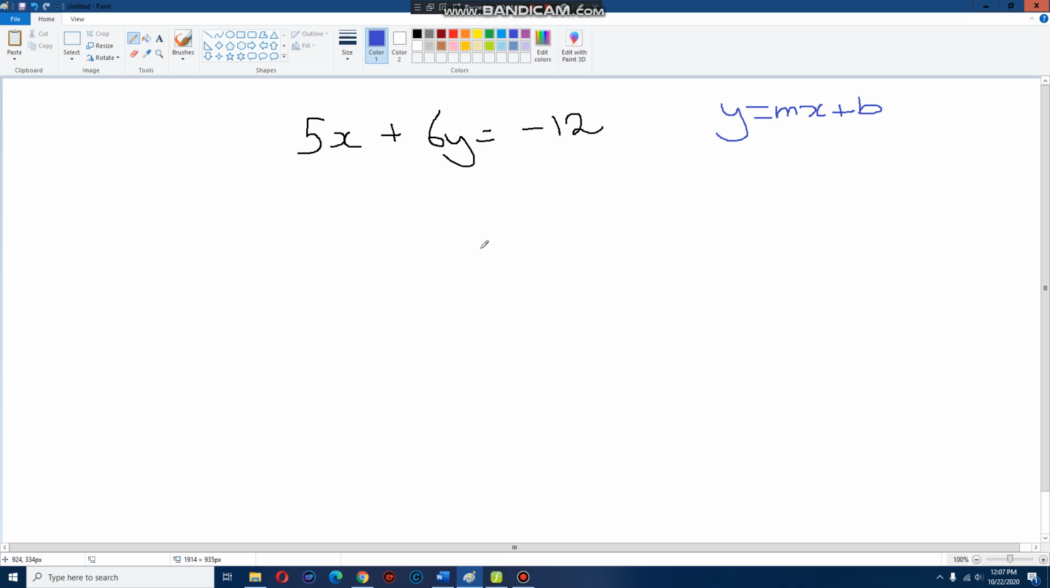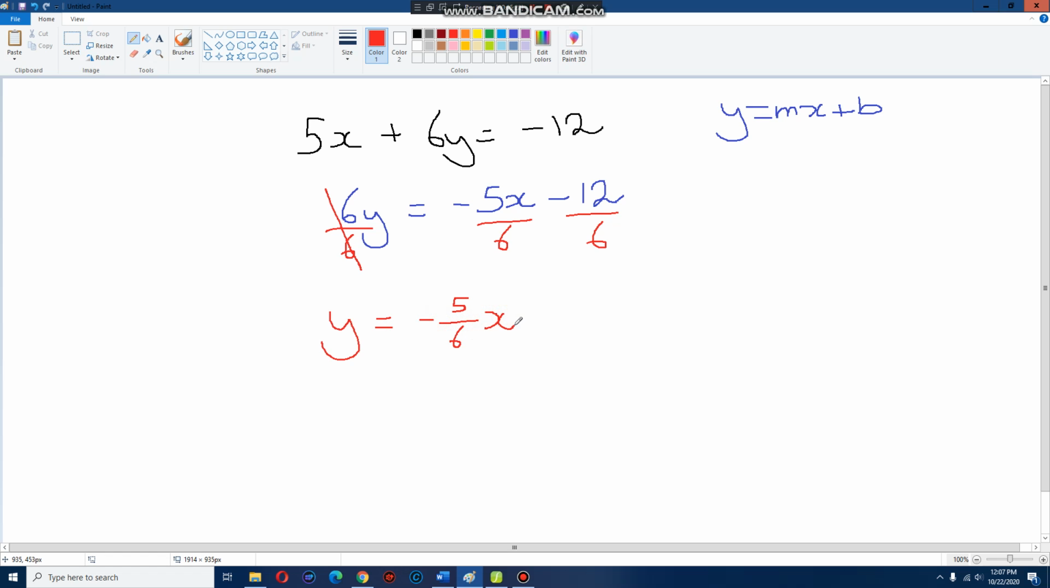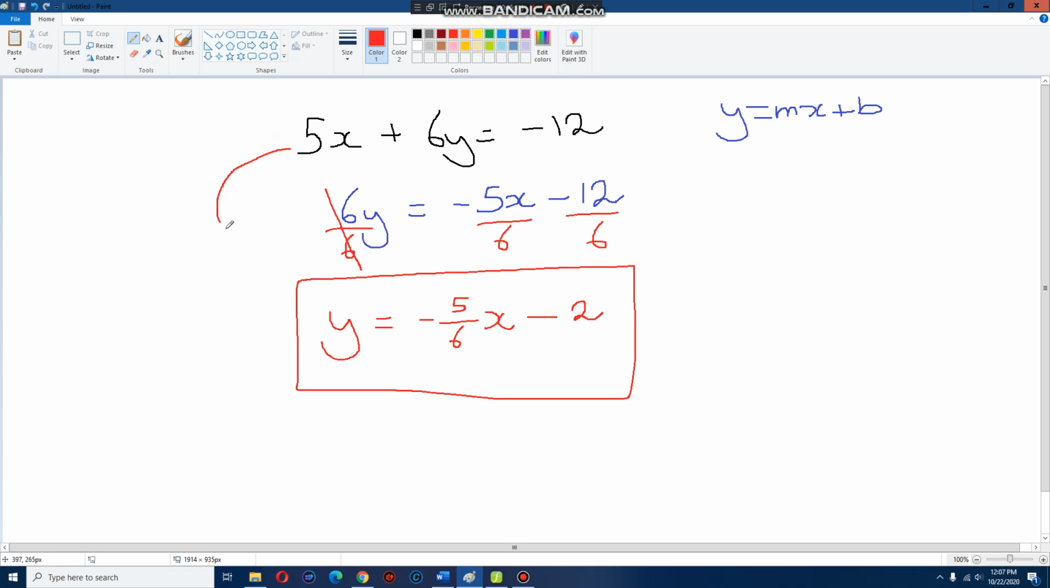So let's do that. 6y stays on the left side, everything else goes on the right side. So 5x turns into minus 5x, and minus 12 stays the same. But of course, remember, y has family with it. Y's got 6. We can't have family. It needs to be independent. So divide by 6 on this side, and by 6 on this side, and by 6 on this side. 6 divided by 6 just becomes y. Next becomes minus 5 over 6x. And of course, minus 12 divided by 6 is minus 2. And there we go. We have now changed 5x plus 6y equals minus 12 to the appropriate linear equation standard.